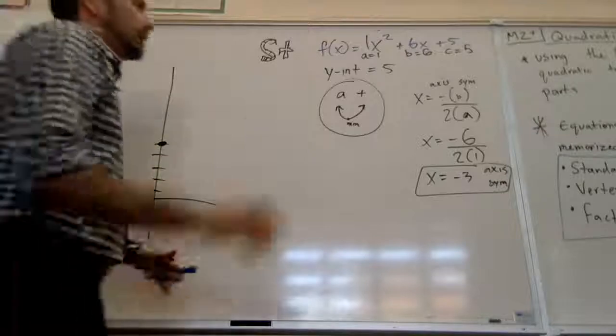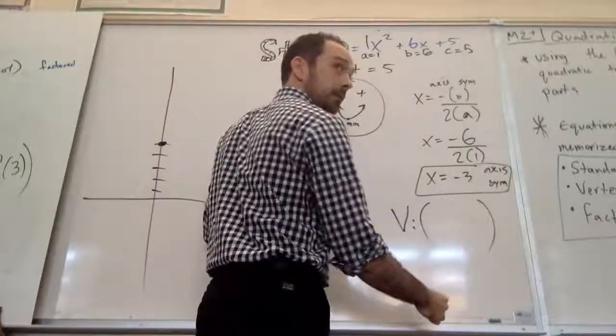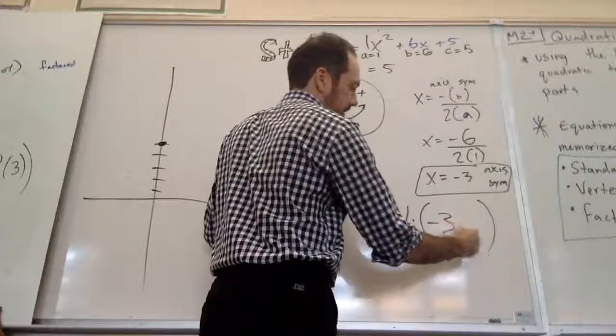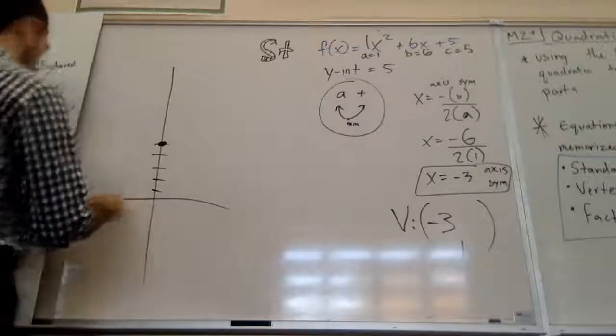Okay. We know the axis of symmetry, so what do we know about the vertex? The x we know. The vertex is on that axis of symmetry. So I want you to find the y and then check with your neighbor. I'll put our axis up.